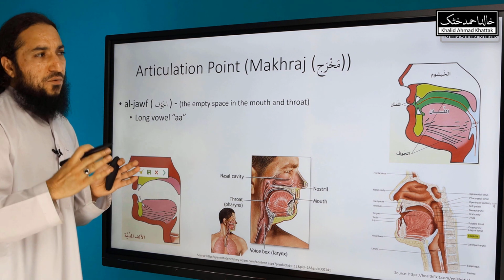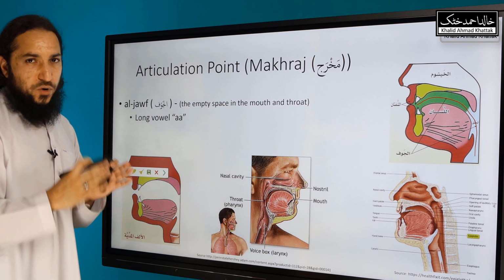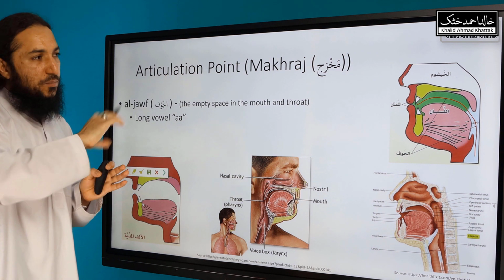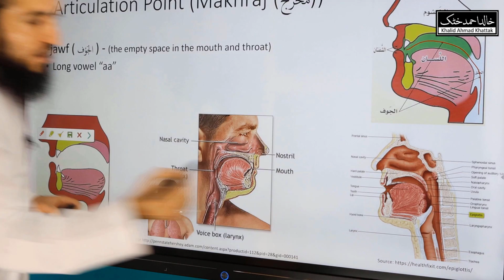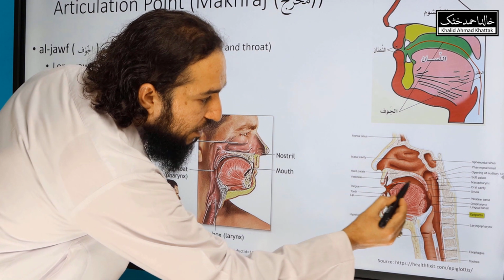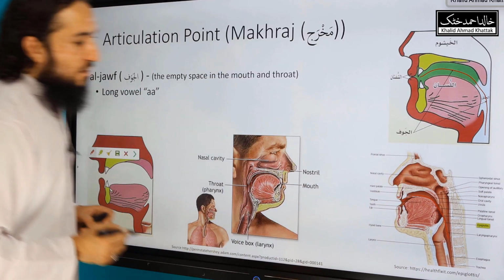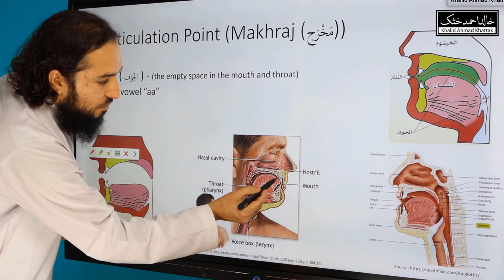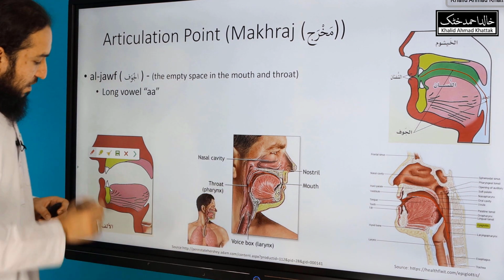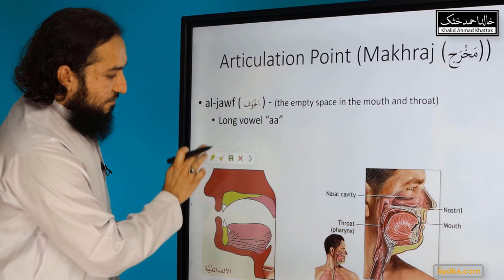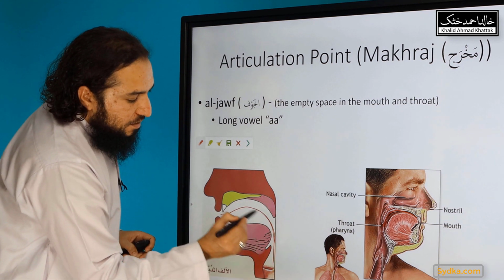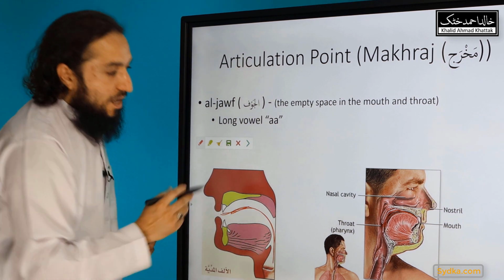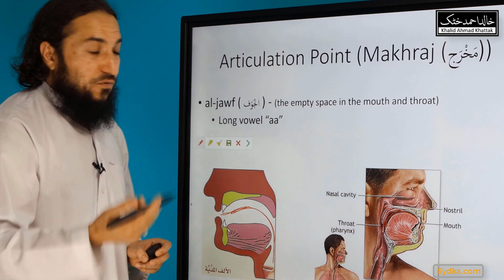The sides of the mouth and the throat don't touch when we pronounce it. It's the empty space that is the main cause of it. You can see it in other diagrams. So that is the Makhraj. Similarly, that one as well. And here, this one is probably better. So this place is the Makhraj of Alif when it is used as a long vowel.